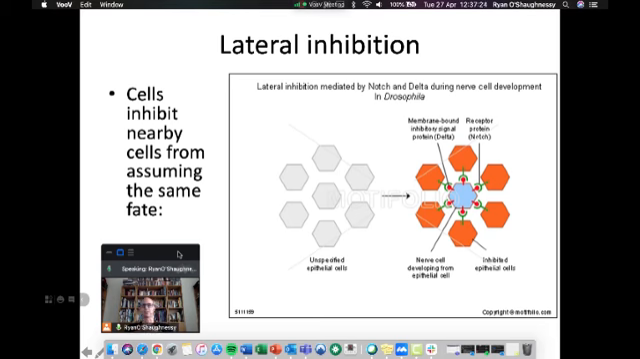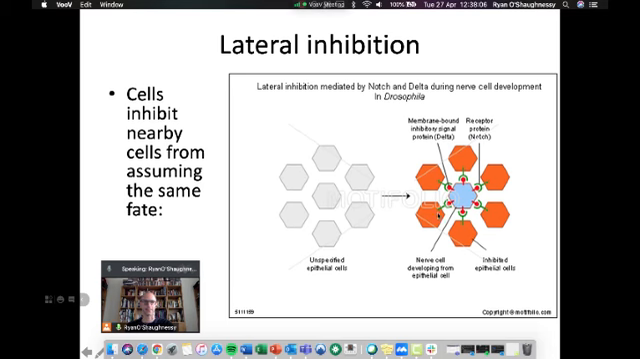And this happens during nerve cell development in Drosophila. During early nerve cell development, we have unspecified epithelial cells. Then stochastically, one of these cells adopts a nerve cell fate. And then as soon as that cell does, the cells around it are inhibited from a nerve cell fate and become epithelial cells. And this is caused by the Notch delta signaling pathway. Remember, it's a juxtacrine signaling pathway, and it prevents two adjacent cells from having the same fate.